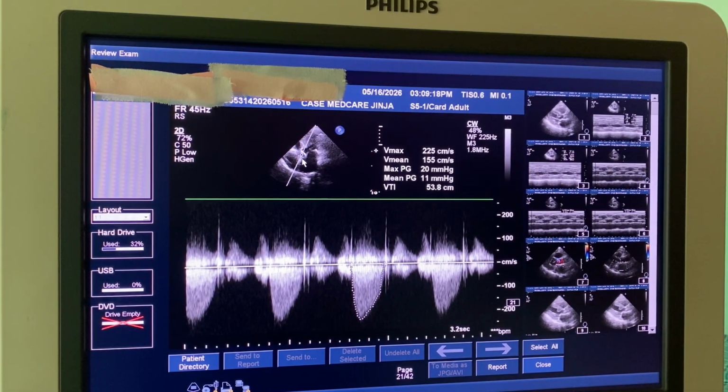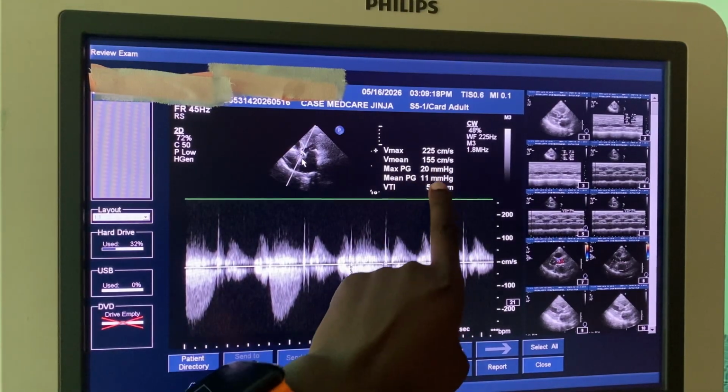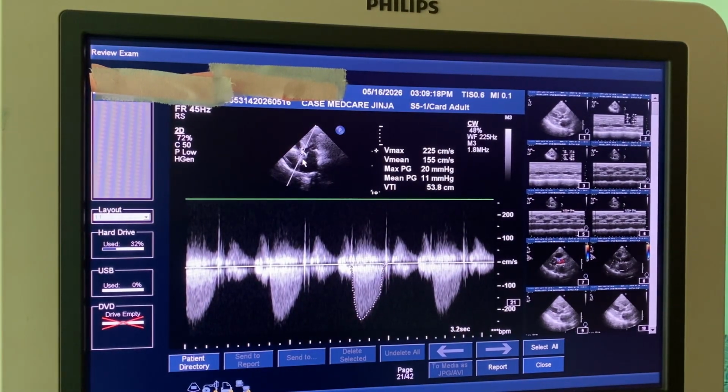Now remember I gave PG and then maximum velocity. It is good to trace because other views will require it when it is traced. So on tracing, these are the parameters I got. Vmax is 2.25, a bit less. Vmin is 1.55, a bit less. Maximum PG is 20, mean PG 11, VTI 53.8.